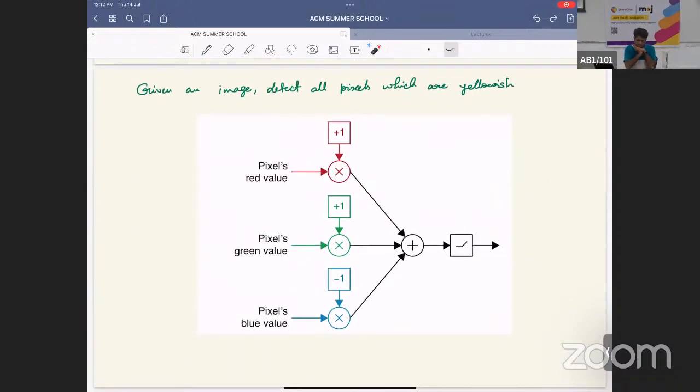So let's use a toy example given in the textbook itself, Glassner's book I'm referring to. Now, what we want to do is, given an image, detect all the pixels which are yellowish. It has 10^6 pixels, but let's do it for 1 pixel. Then the same algorithm we can apply for every pixel.